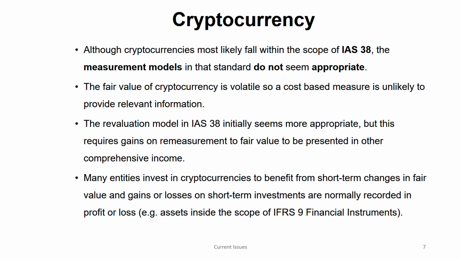So assets, any investment that you are making in cryptocurrencies, is like an asset only, right? Assets inside the scope of IFRS 9, which is financial instruments, you record under profit and loss. But under IAS 38, normally you record under other comprehensive income. So can you see that it's clashing, right?